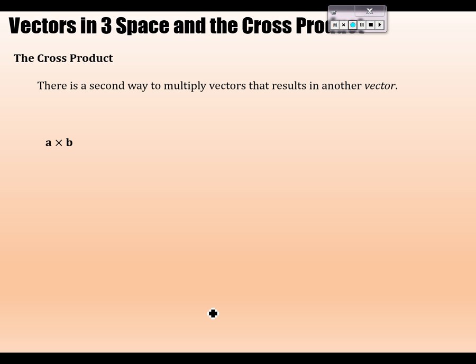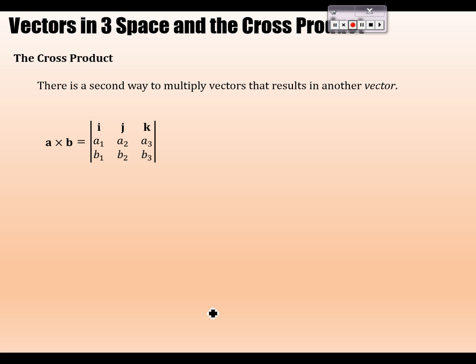This is a way of multiplying 2 vectors that results in another vector. And I'll have to explain what this means. This will make more sense to you if you had studied matrices, and I don't know if some of you have and some of you haven't. So don't worry though, I'm going to hold your hand through the whole process, okay?